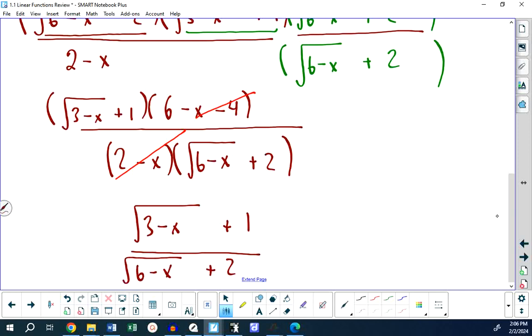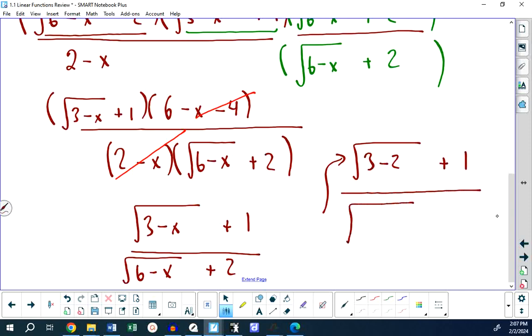And be careful here in trying to come up with some grand rule that you can flip things over and change signs. That's just a fluke, okay? It's not really a fluke, but you want to know how to do the math. And now you can put 2 in. So if I put 2 in for x, I get root 3 minus 2 plus 1 over root 6 minus 2 plus 2. So on the top, I get 1 plus 1. On the bottom, I get 2 plus 2. So I get 1/2. 2 over 4 is 1 over 2.